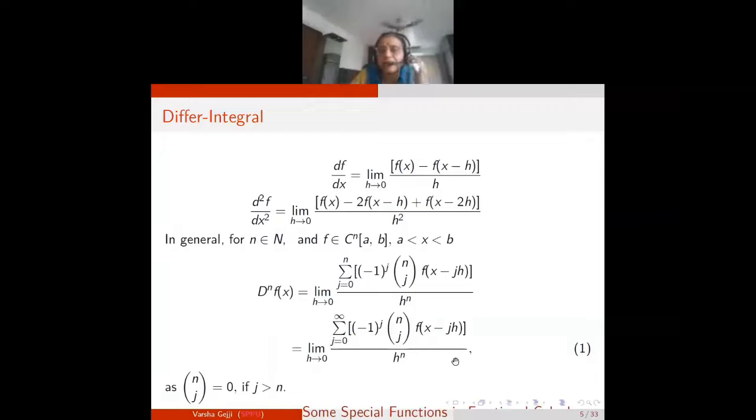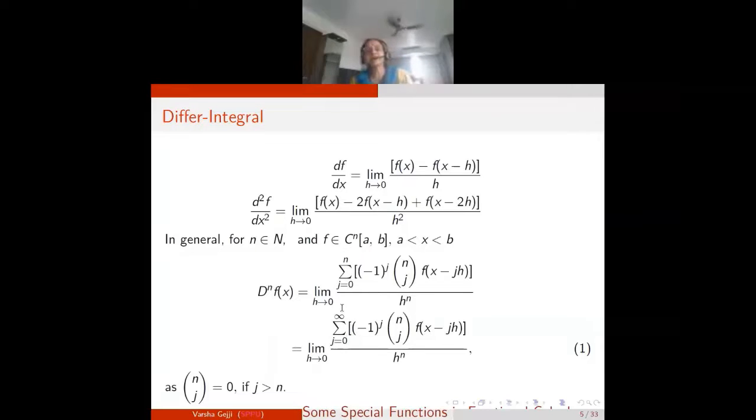And here I just want you to observe how we will jump so that for minus n also this limit will make sense. For that, first note that when j is from 0 to n, I can also say j is from 0 to infinity, because when j exceeds n, the coefficient is 0.